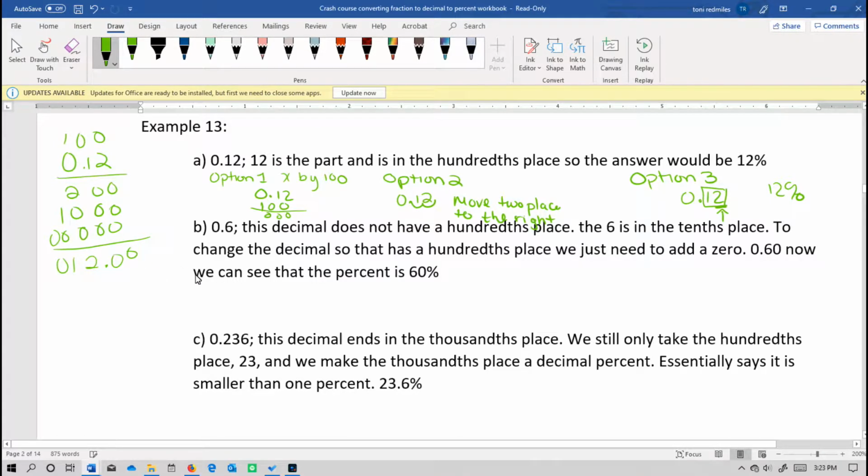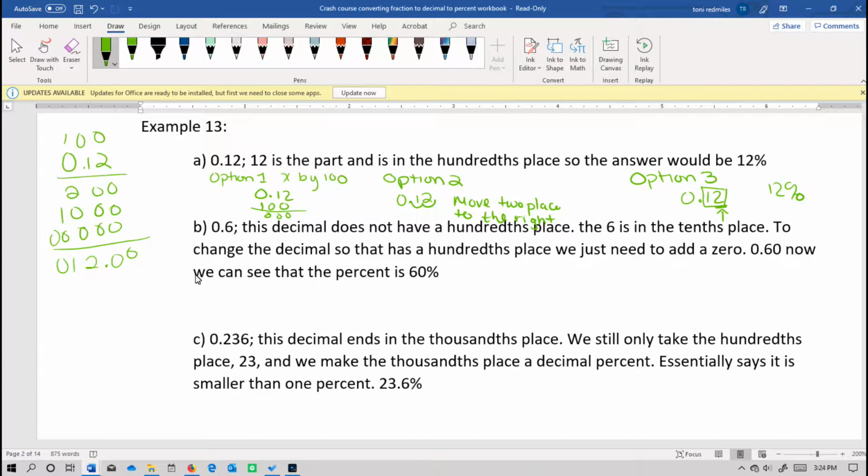Let's look at B. 0.06. This decimal does not have a hundredths place. The 6 is in the tenths place. To change the decimal so that we have a hundredths place, we need to add a 0 and make it 0.60. Now we can see the percent is 60%.